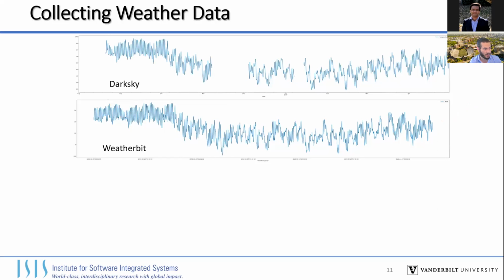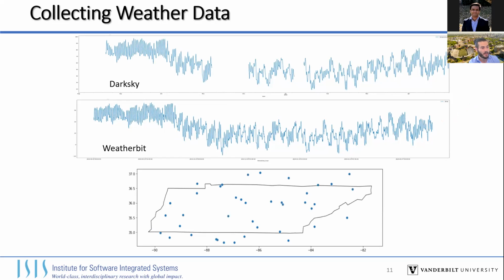We had some hard problems with the weather data as well. You can see, for example, Dark Sky was the first source that we used. But later we switched to Weatherbit for a fewer number of missing values. For example, we have multiple stations. So for now, we map each segment to the closest weather station and use that weather station for that segment over time.